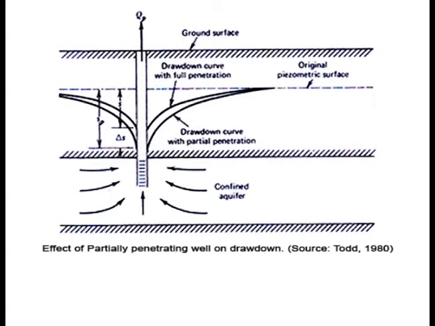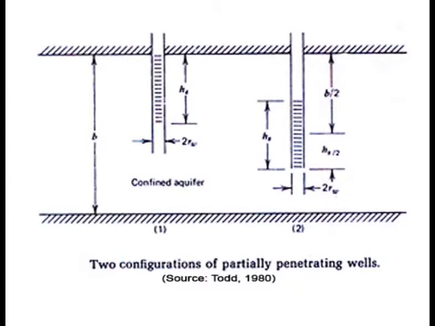P means partial. So how will we determine the additional drawdown, that is delta S? So Sp equal to S plus delta S. Then there are two situations. You see the figure. In situation number 1, our screen is placed from the bottom of the confining layer up to the center. So this is the first case. In the second case, the screen pipe is fixed in the center of the well. So these are the partially penetrating wells.